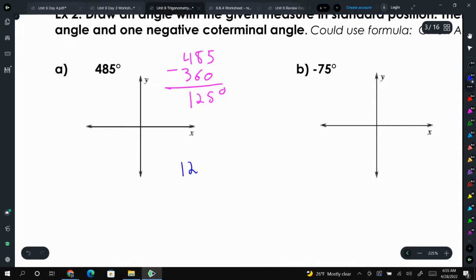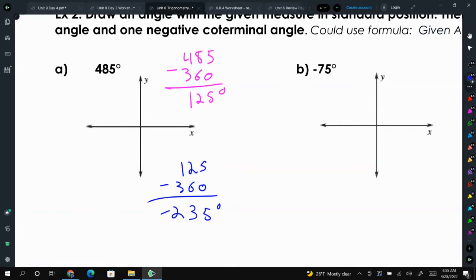Well, if we take 125 and minus another circle, that's going to give us a negative value, negative 235. So that is a negative coterminal angle. They both have the same initial side and terminal side. And we're not going to draw these for the sake of time.